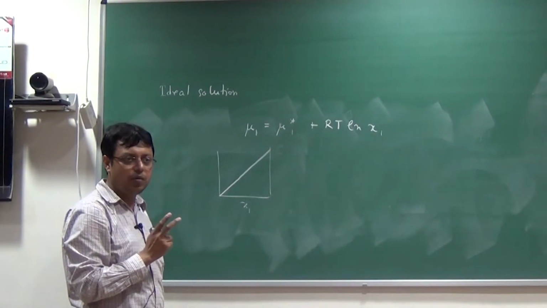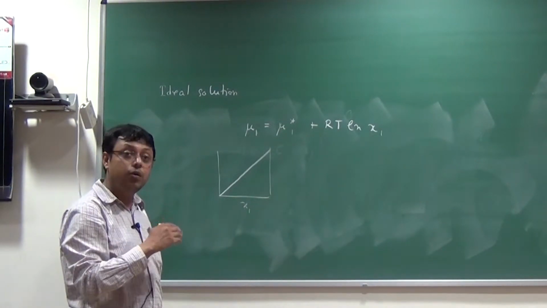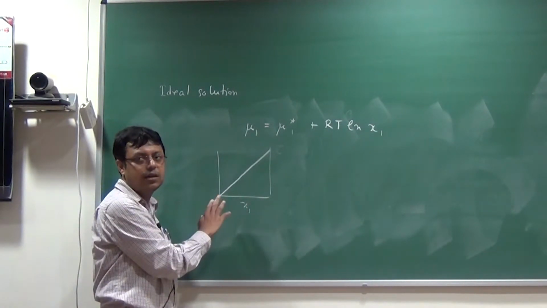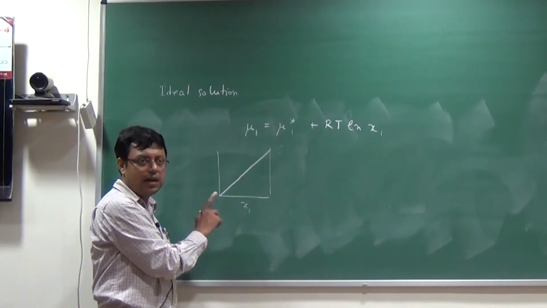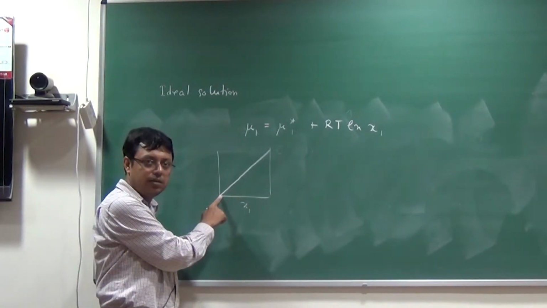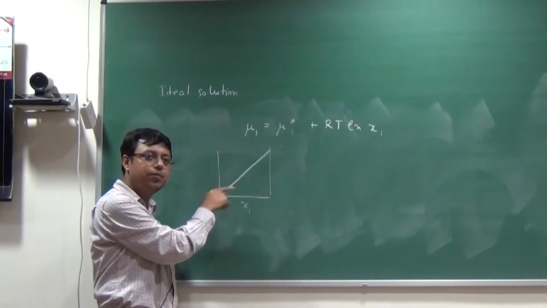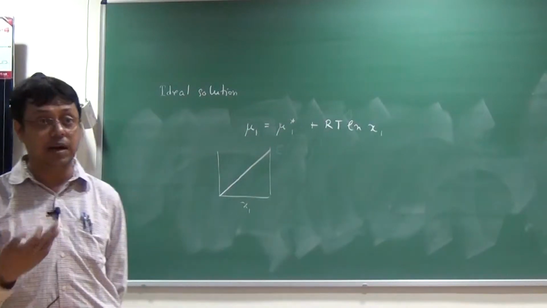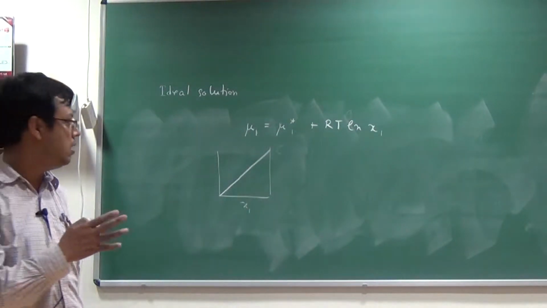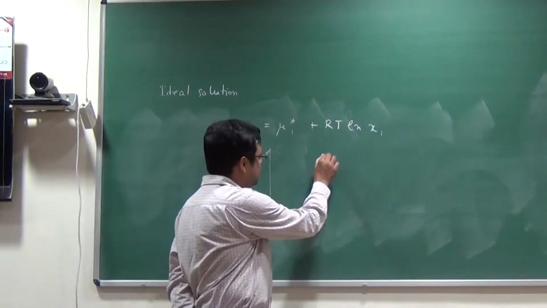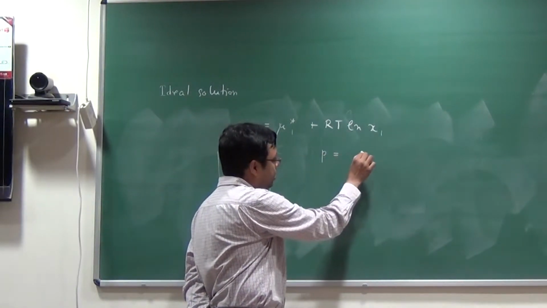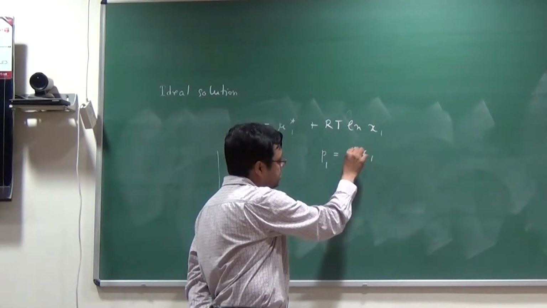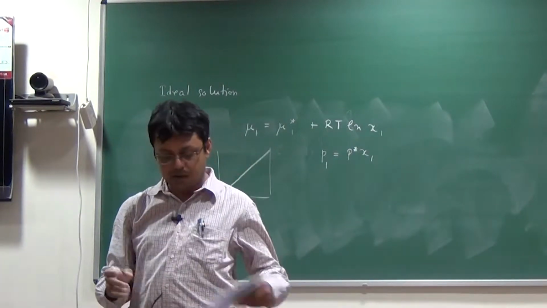Now think if I have 2 components, 1 and 2, but 2 is also volatile. So when x1 is 0, x2 is maximum, right? But in that case, the pressure will not start from 0 exactly. It will start from something, because that will be the vapor pressure of 2. As simple as that. But if each of them behaves ideally, I'm assuming both follow Raoult's law, which tells that the pressure will be proportional to the mole fraction. Alright, so we'll start with that.